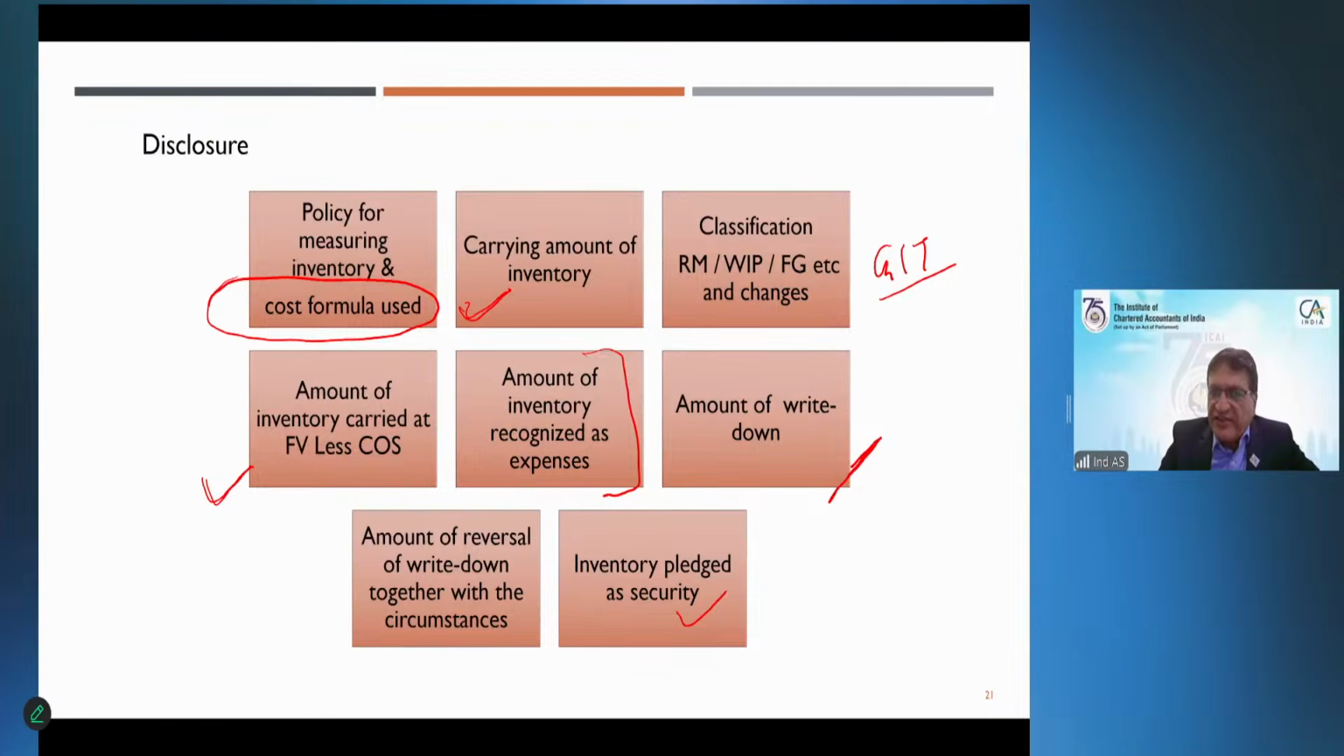If the inventory is pledged for bank borrowings, then again the security that is given is disclosed, that is the amount. If the inventory is pledged or hypothecated to the bank, then the fact is disclosed. And if there is a reversal of write down, of course that disclosure needs to be there.